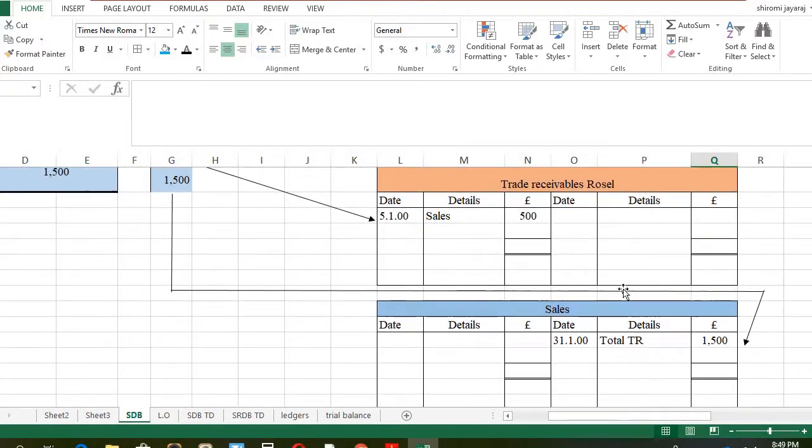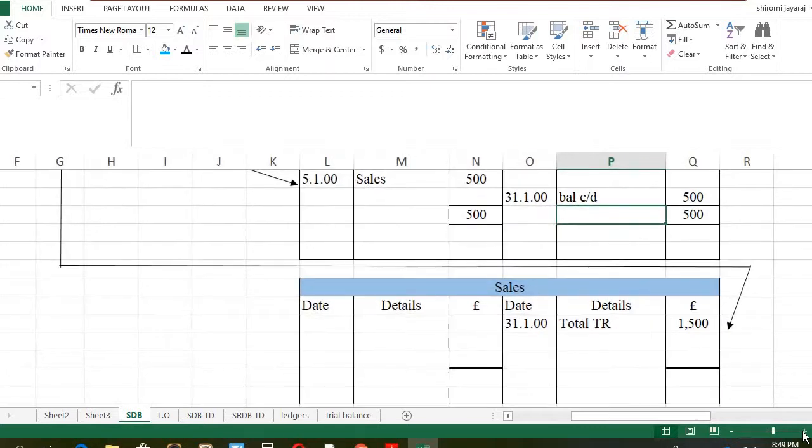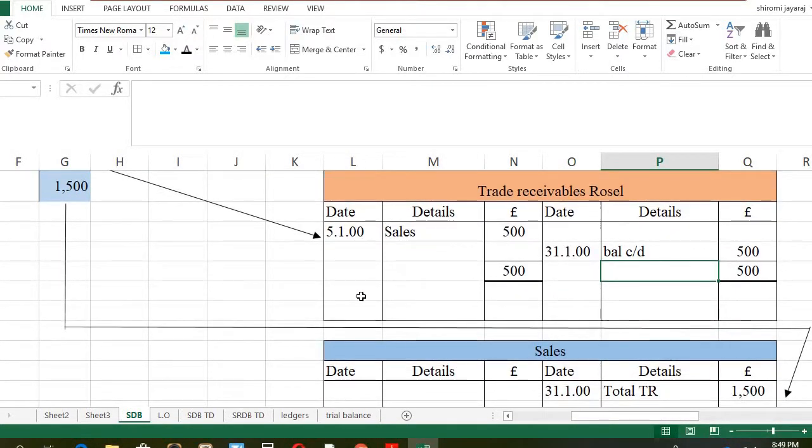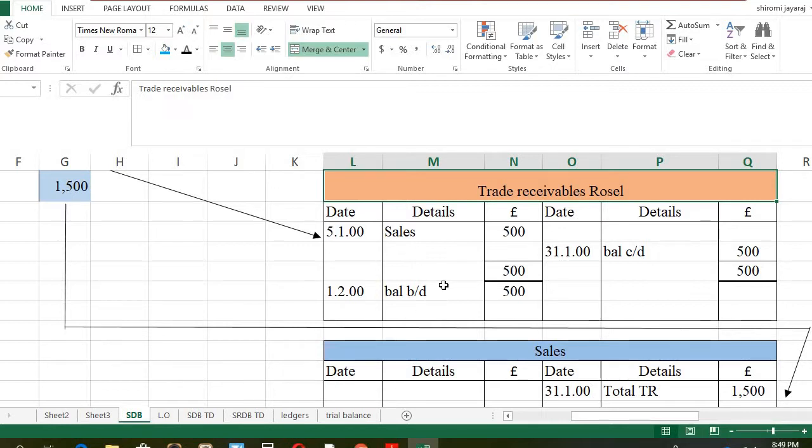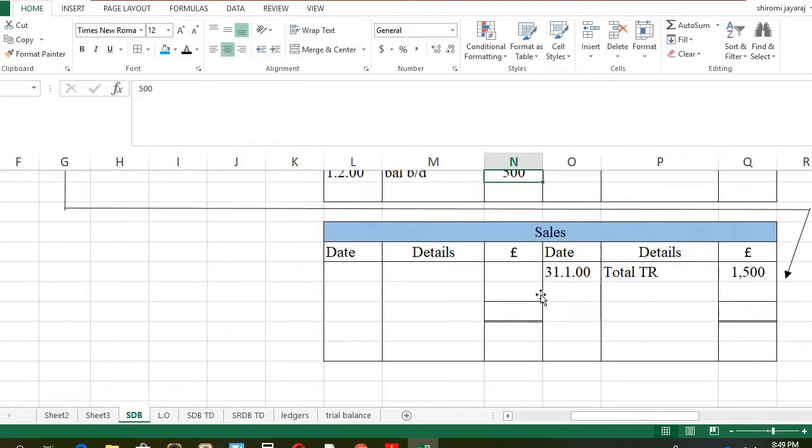Now let's balance off trade receivable Russell. As you can see, debit side is greater. Bring it to the total. There isn't anything to deduct on the credit side. Therefore, end of month date followed by balance carried down. Take it to the opposite side. 1st of Feb 2000, balance brought down 500. Trade receivable Russell also has a debit balance of 500.